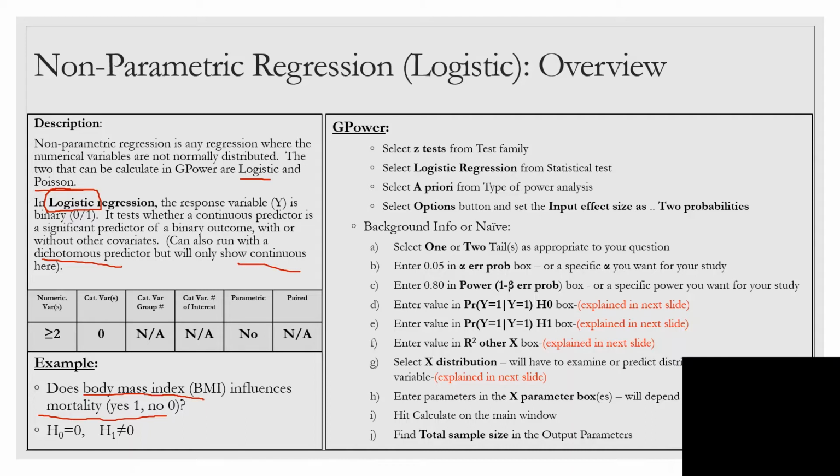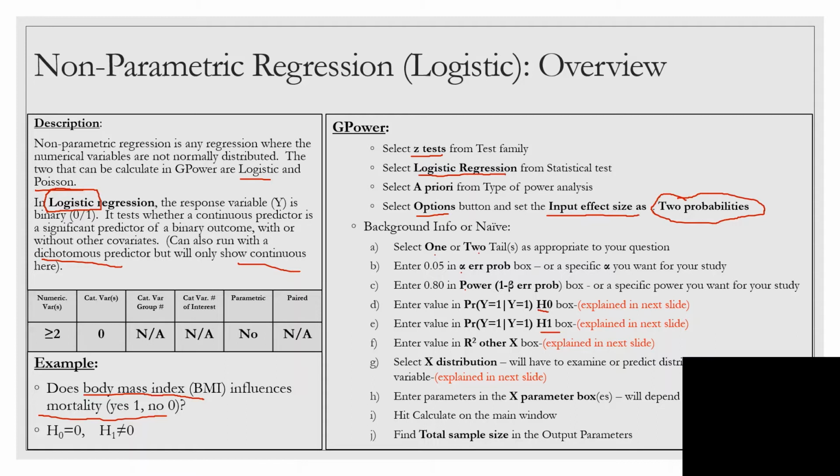To do this in G-power, select z-test, then logistic regression. And then under the options button, you're going to need to set input effect size as 2 probabilities rather than odds ratio. You can add your 1 or 2 tails, your alpha, and your power. And then you're going to need to add certain probabilities under both the null and the alternative.